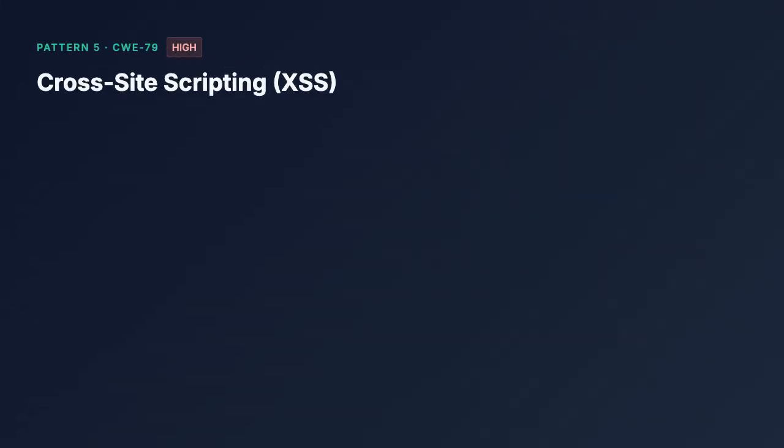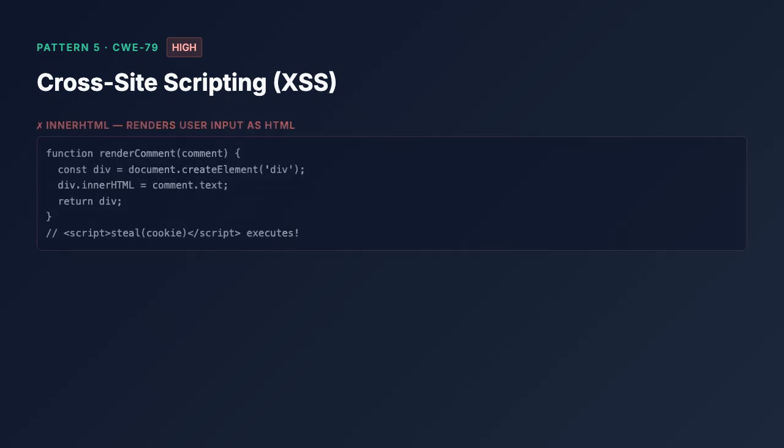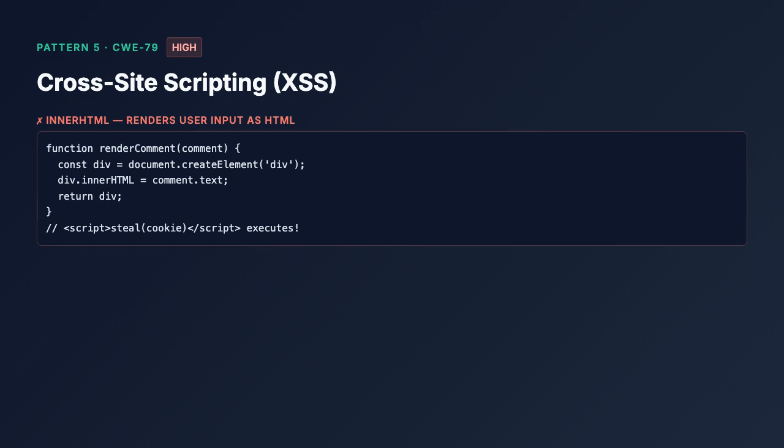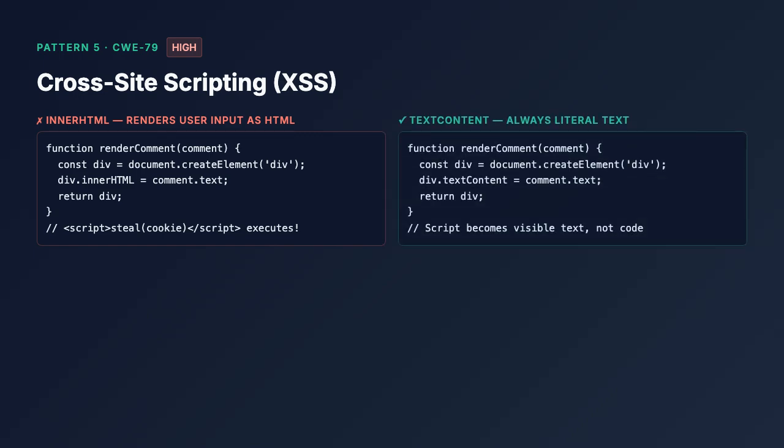Pattern 5. Cross-site scripting, or XSS. XSS happens when user-controlled content is embedded into HTML without escaping. An attacker who stores a script tag in their data can make it execute in every other user's browser, stealing cookies or performing actions on the victim's behalf. In the vulnerable example, user input is assigned to innerHTML. If the comment contains a script tag, it executes as code. The fix uses textContent instead. The browser always treats textContent as literal text, never as HTML.